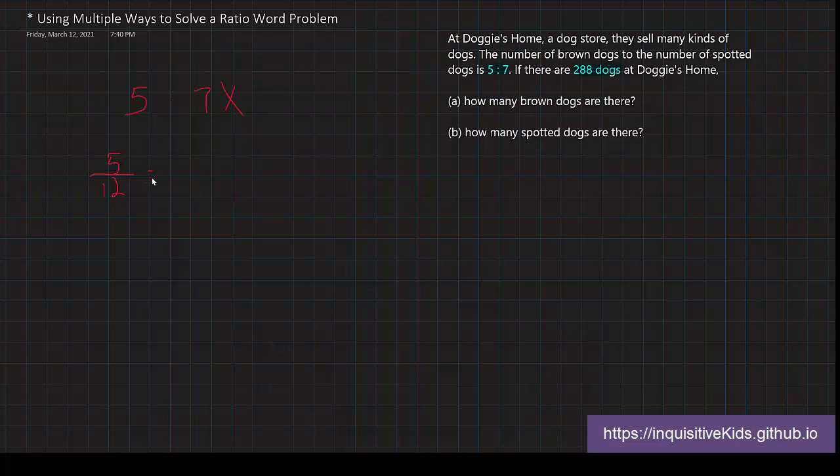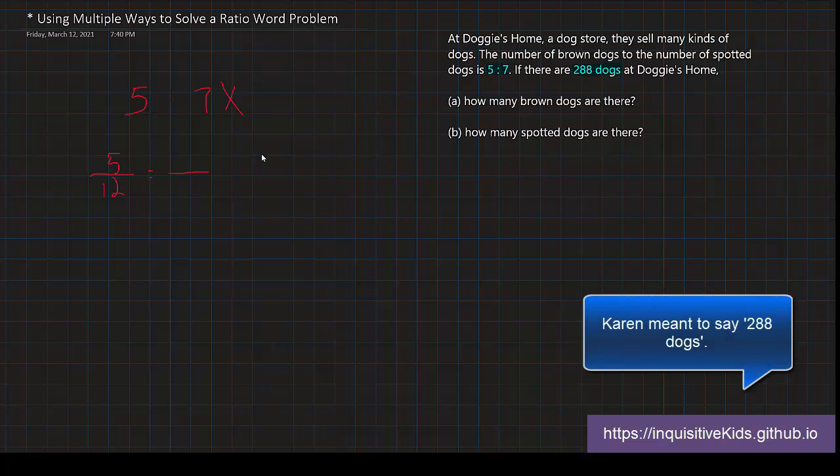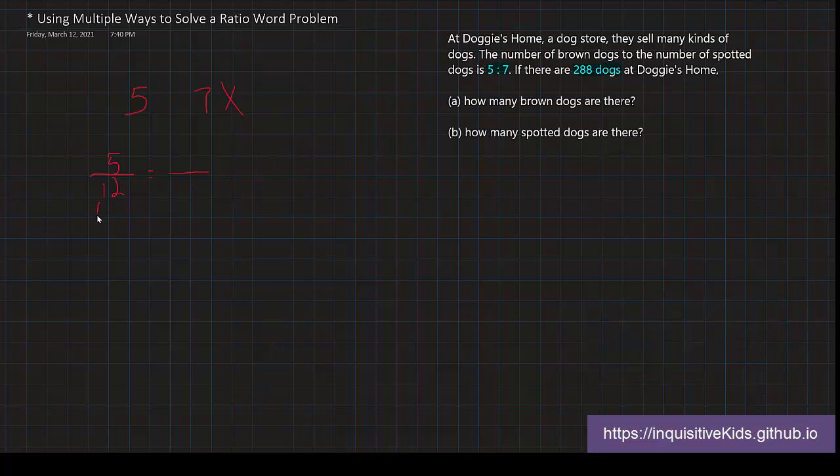But remember, the problem asks how many brown dogs there are if there are 288 dogs at Doggie's Home, or if there are 288 dogs in total at Doggie's Home. So since the 12 is the total number of units or dogs at Doggie's Home, over here, it also has to be the total. And that total is the 288 dogs. So 288.